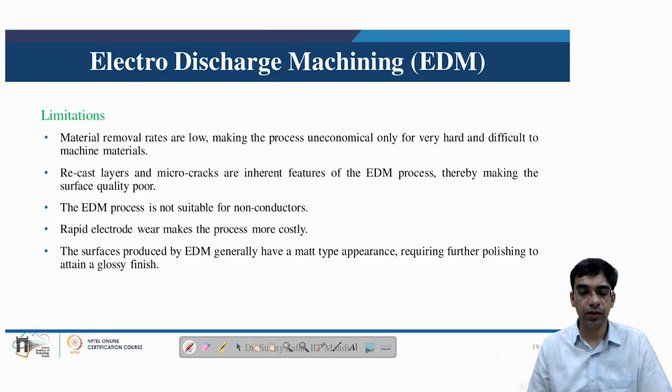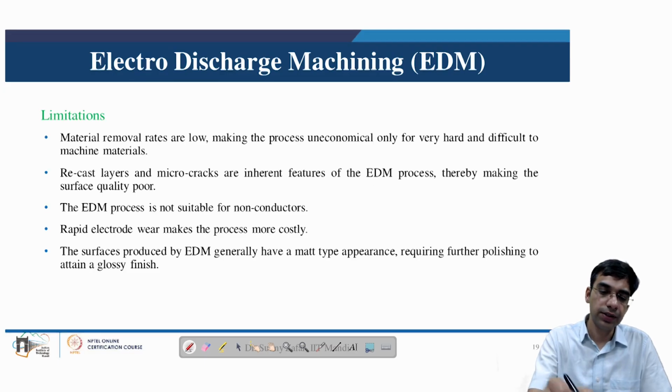So some of the limitations include low material removal rates, especially with difficult to cut materials and hard materials. There may be presence of recast layer and micro cracks, which are inherent features of EDM, which sometimes render poor surface quality. So the EDM process is not suitable for non-conductors, and rapid electrode wear may take place, especially if the reverse polarity is being used. And surfaces produced by EDM may have a matte surface finish because of the rough surface, as we will just see, which may need further processing like polishing to attain a glossy finish.